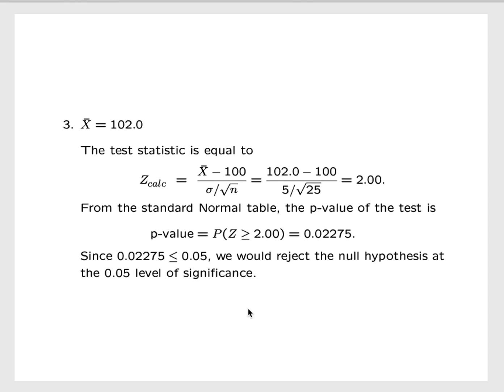Now, if x bar were just a little bit bigger, equal to 102.0, then in that case, the test statistic is equal to 2.0. The p-value of the test is 0.02275, and because that is less than or equal to 0.05, we would reject the null hypothesis at the 0.05 level of significance. So you can see how we use the p-value method. In particular, we reject the null hypothesis and conclude that the alternative is true if the p-value of the test is less than or equal to the significance level that we've chosen to use for the test.